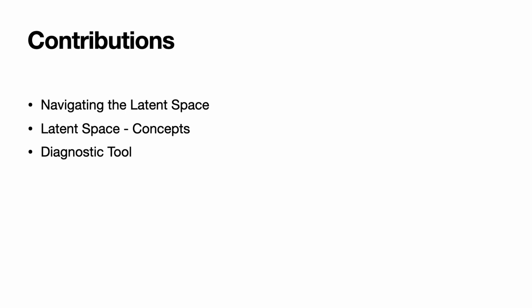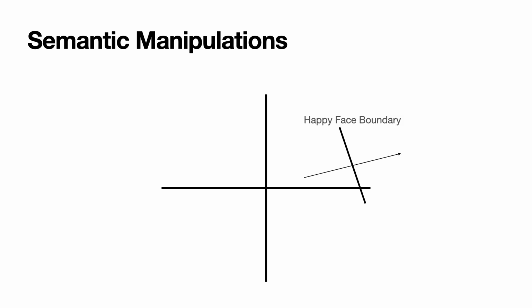A semantic manipulation portrayed in the previous slides is what fuels content creation and editing. These manipulations can be found in various ways: supervised, unsupervised, or even text guidance. To understand semantic manipulation, we need to first know what a latent space is.